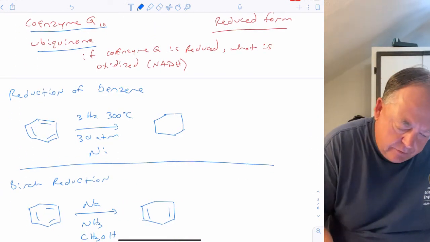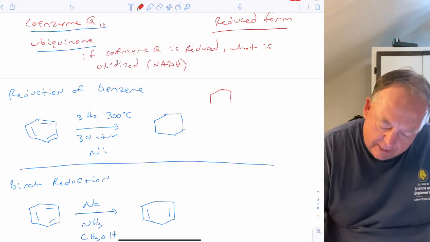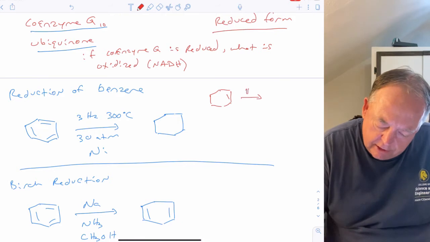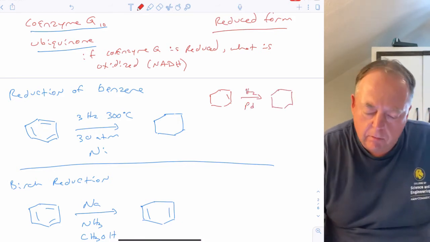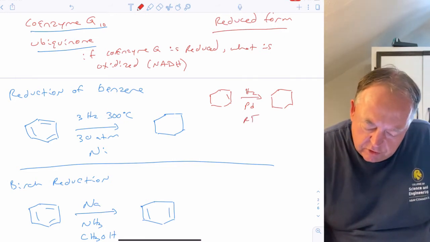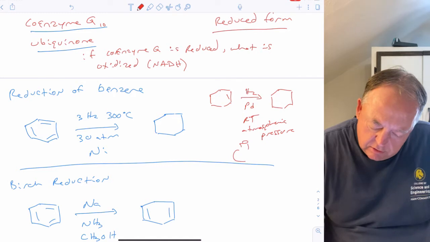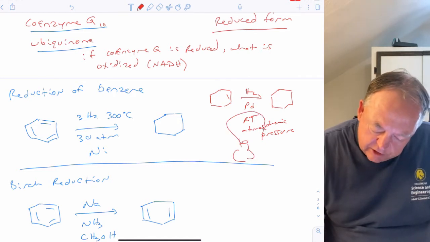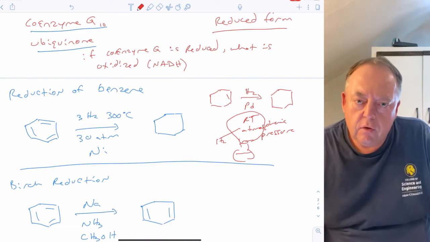Okay, so benzene can be reduced. So we've seen if you take cyclohexene, you can just take H2 and palladium, and you can add hydrogen across the double bond. You can do that at room temperature. You can do that at atmospheric pressure. So basically all you'd have to do is just put a hydrogen balloon on top of your reaction, and the reaction works at room pressure, room temperature.